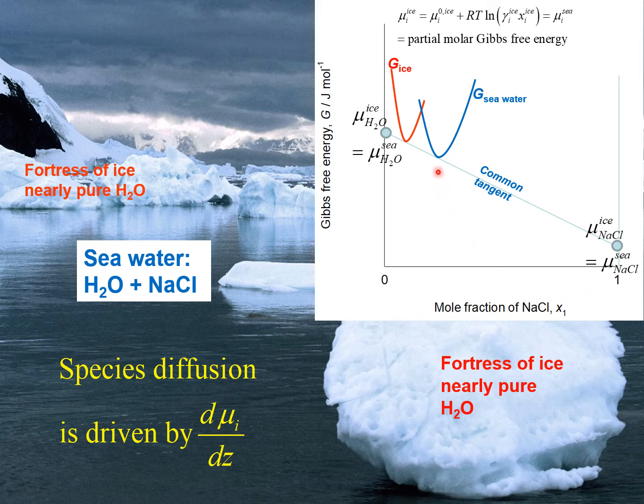We note that at thermodynamic equilibrium, the mole fraction of sodium chloride in seawater is considerably higher than the mole fraction of sodium chloride in the ice fortresses. And for that reason, there is no diffusion, despite the fact that there is a large composition difference between the sodium chloride in seawater and in ice. The inescapable conclusion to be drawn from this analysis is that the species diffusion is driven not by the composition gradient, but by the gradient in the chemical potentials of the components.